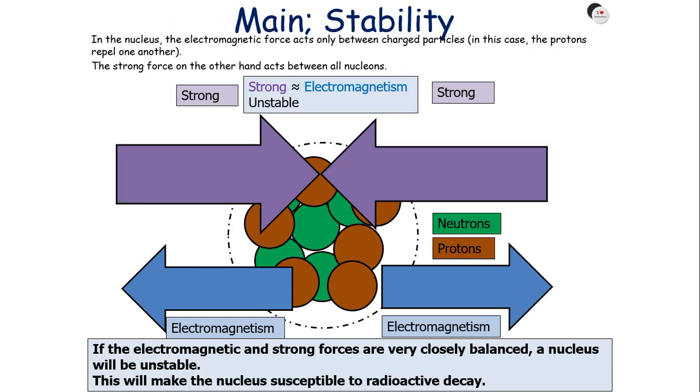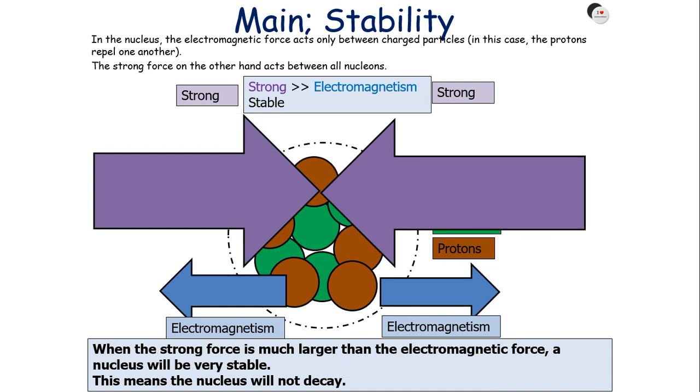Well, basically, if we know that the strong force is approximately the same strength as the electromagnetic force, well, the two forces are closely balanced like a seesaw. It's tipping one way and then the other. So therefore, the nucleus is unstable. The nucleus is susceptible to radioactive decay, alpha, beta, or gamma. But if the strong force is much larger than electromagnetism, it will therefore be a stable nucleus. The nucleus will not decay. The nucleus will not undergo alpha, beta, or gamma decay.